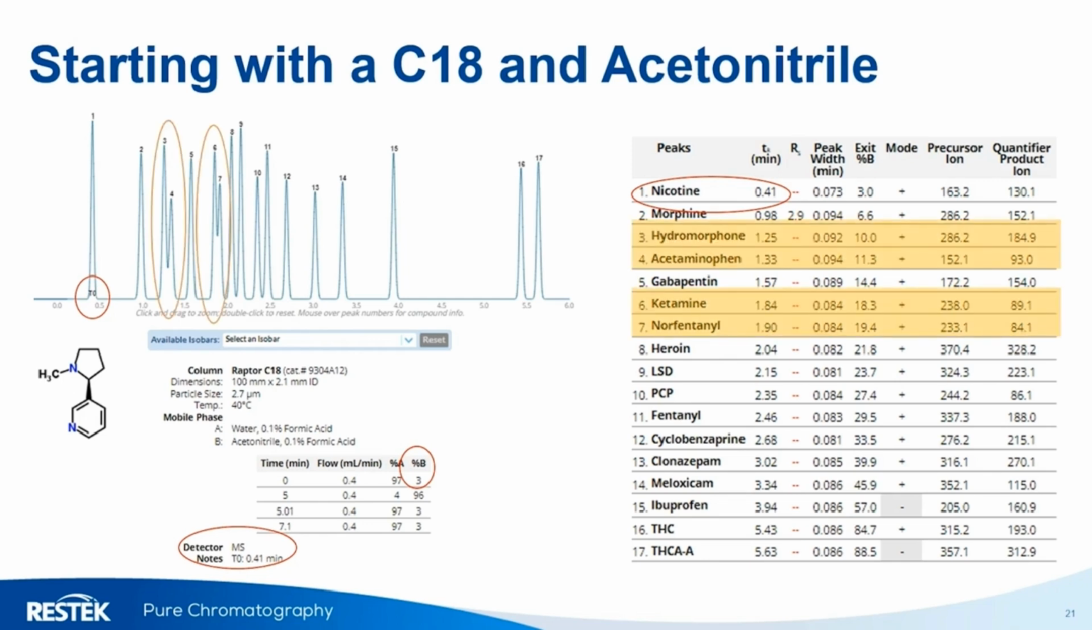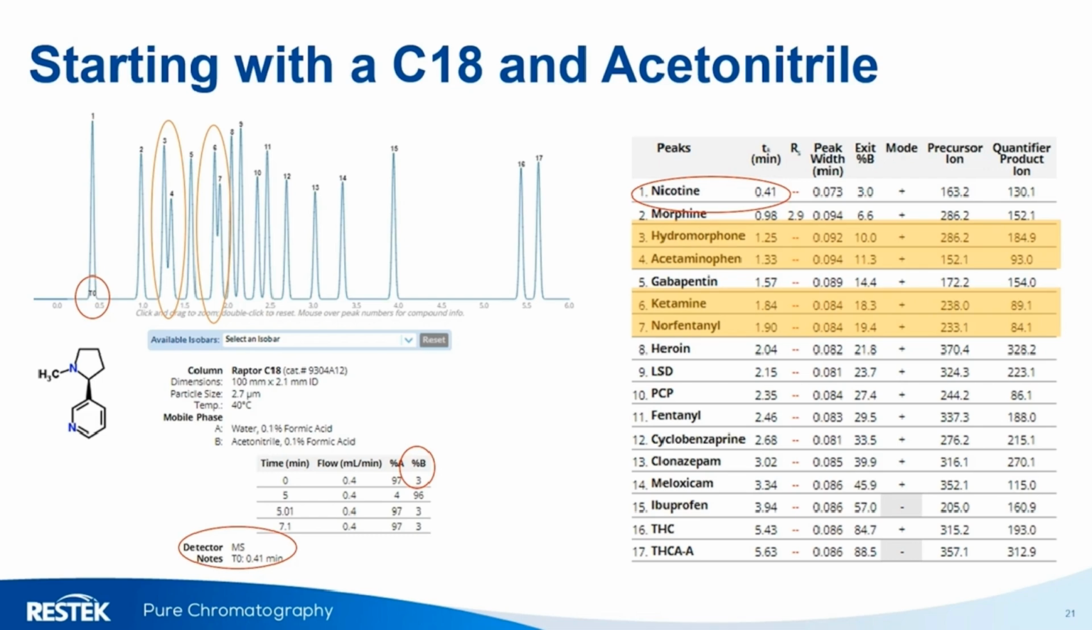Additionally, I have a couple of doublet peaks showing up. Hydromorphone and acetaminophen are closely eluting, as are ketamine and norfentanyl. Now, this is mass spec analysis, and the masses for these compounds are different. So the mass spec will be able to clearly tell these apart. This is not a bad thing, but I would prefer a little more retention between closely eluting peaks.